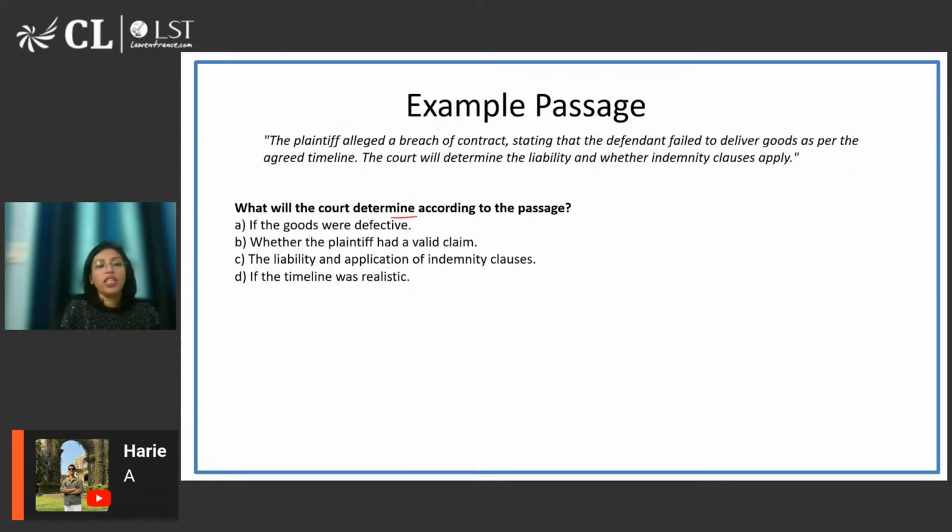What will the court determine according to the passage? Okay, let's take a look and you tell me what the court is going to determine. Come on, the next question is here.